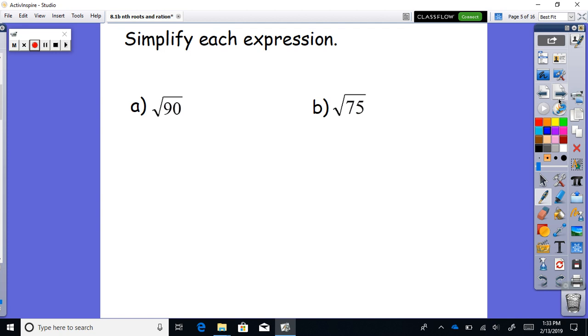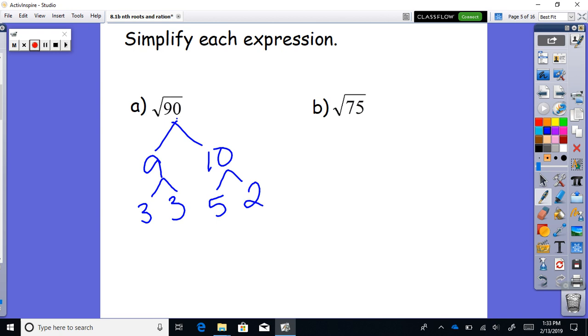A review on simplifying roots. Remember, you have to do the factor tree. So 90 is like 9 times 10. 9 is 3 times 3. 10 is 5 times 2. The goal is to get it down to the prime factors here. 3, 5, and 2 are all prime numbers, as far as you can go. And then the square root actually has an index of 2. So they don't write the index here in the square root, but it's an index of 2.